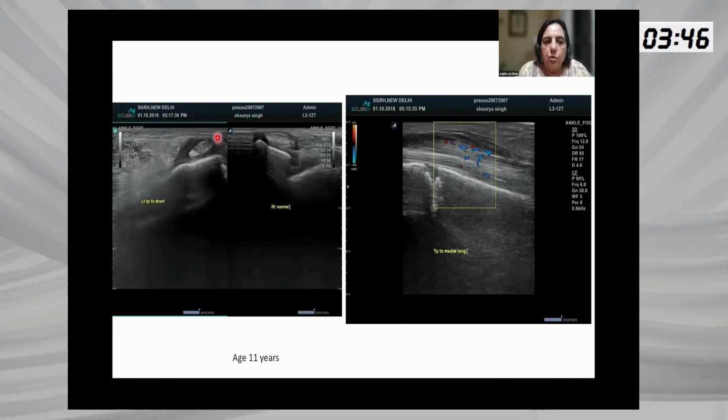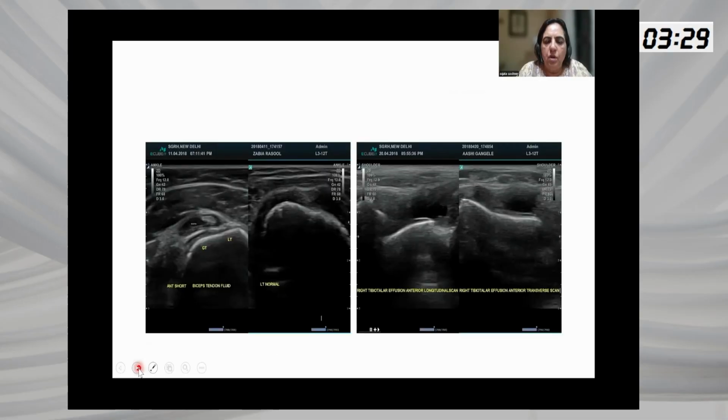And then you can also evaluate inflamed tendon sheaths. So you can see anechoic and hypoechoic area around this bright normal tendon. And here you can see that this site is totally normal. So again, compare right to left and it gives you more clarity.